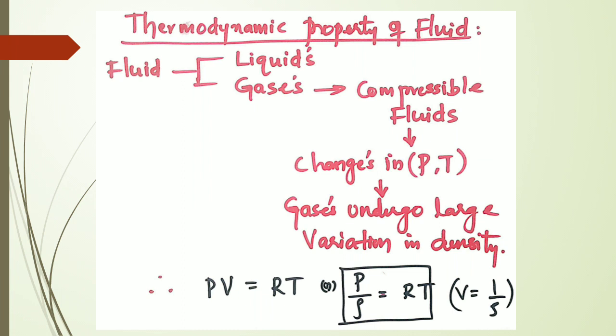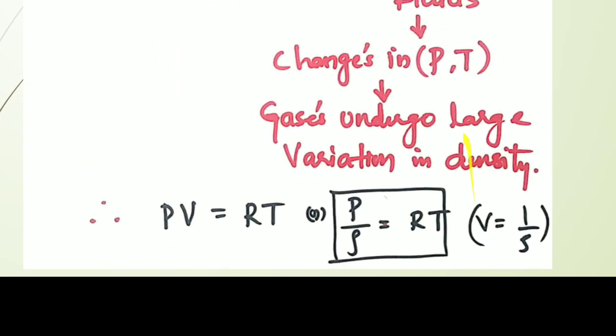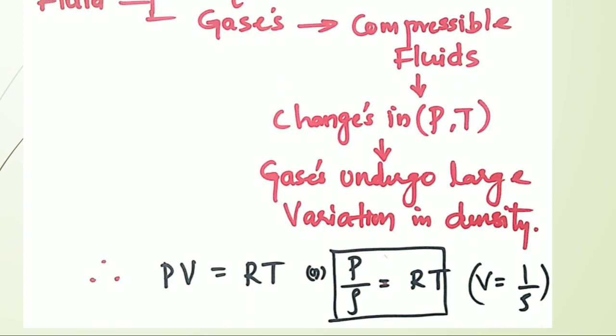So PV is equal to RT, the normal relation we have seen. Again, V can be written as 1 by rho. What is 1 by rho? It is the reciprocal of density. Therefore P by rho is equal to RT here. That is the relation that comes in fluid mechanics. Normally we have seen the relation PV is equal to RT in thermodynamics, but here density comes into the picture. That is what the equation talks about: P by rho is equal to RT.